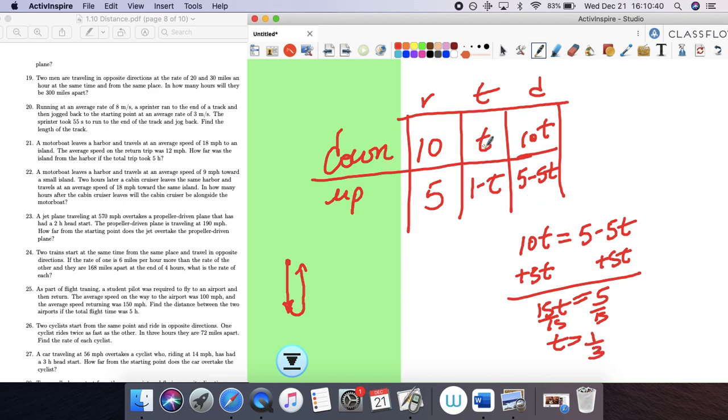So downstream we took 1/3 of an hour, or 20 minutes, which means 1 minus 1/3 is 2/3, and that is 40 minutes. So your answer is going to be in terms of an hour, which is 1/3. So t is 1/3, or t is 20 minutes. It's up to you. Do we have an option here? How long did it take the campers to canoe downstream? So 1/3 of an hour, or 20 minutes. Okay.